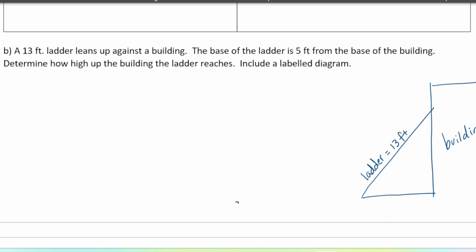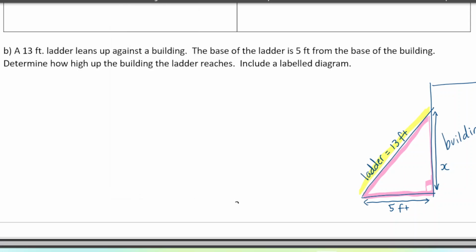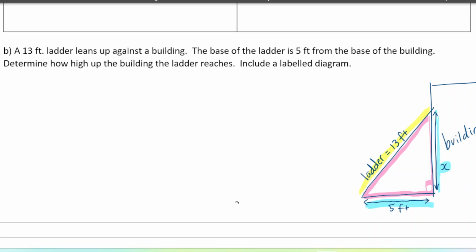Okay. The distance to the base of the building here is given as well. That's 5 feet. And we don't know how high up the ladder reaches. So let's call that x. Notice how I've labeled all of the sides here. I've got my nice right triangle with my little 90 degrees in the corner there. So I have the hypotenuse and I have one of the legs, but I'm missing the other leg. Okay, so this is what I would be looking for if I was asking for a diagram.